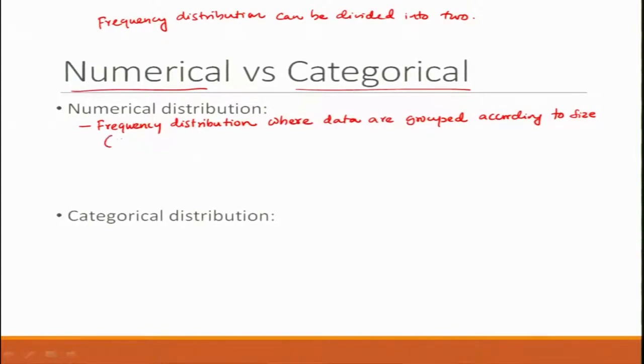Or what we can call it as the numerical value. Okay. Here the data is grouped according to its size or the numerical value.